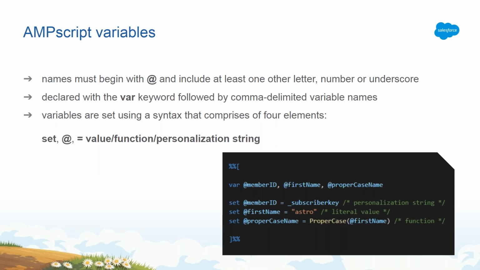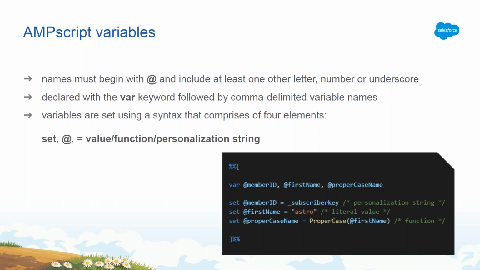So now we will talk about variables. Like other scripting languages, AMPscript supports variables, which give you a convenient way to set a function or a value once and reuse it in your code. It's very similar to using CSS style sheets, where you can define a style once and reuse it throughout your entire HTML.